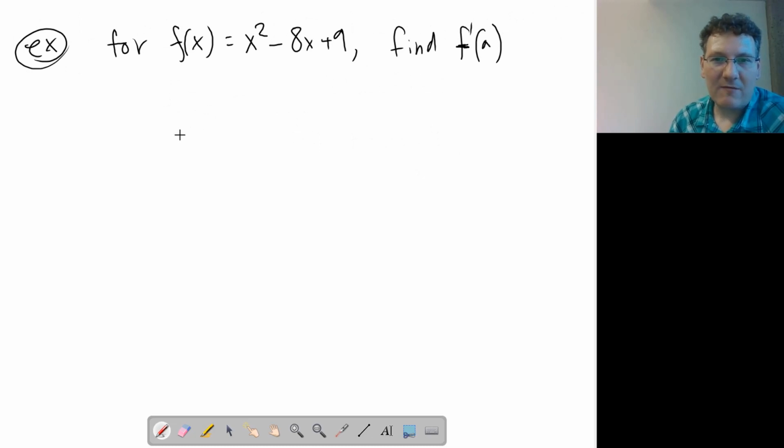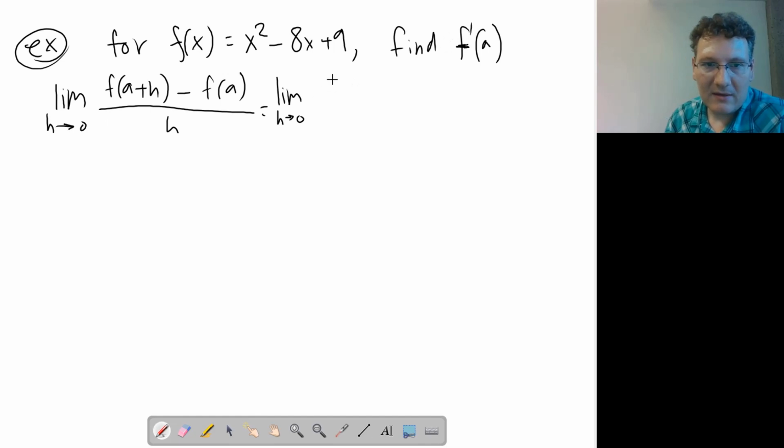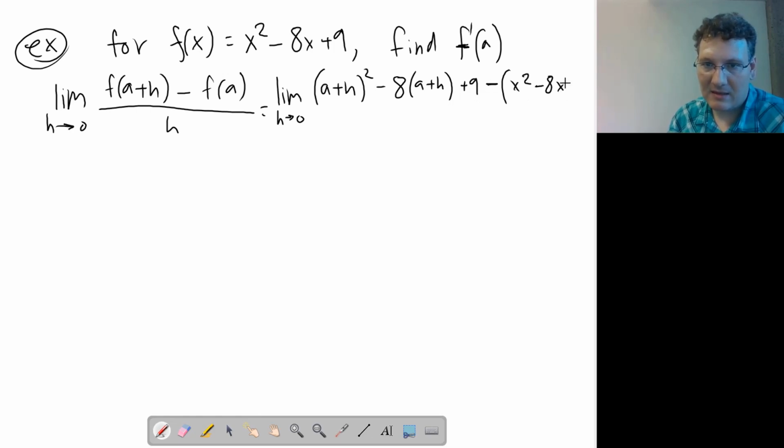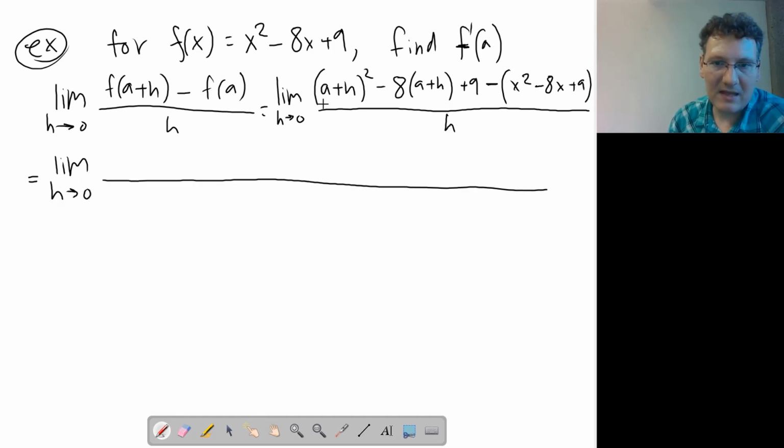Let's find f prime of a for this function, x squared minus 8x plus 9. So we're going to have the limit as h approaches 0 of f of a plus h minus f of a all over h. So let's put the stuff into the function and see what it all looks like. We have the limit as h goes to 0 of a plus h squared minus 8 times a plus h plus 9, minus a squared minus 8a plus 9. I'm going to keep that all in parentheses because I want to make sure I distribute that minus sign properly. I don't want to make any mistakes there. I'm going to need to expand this out and distribute and FOIL and do all of that stuff. So the first thing is the a plus h squared.